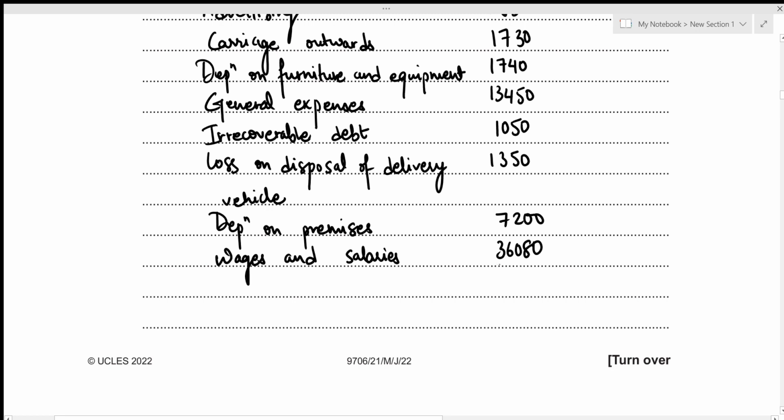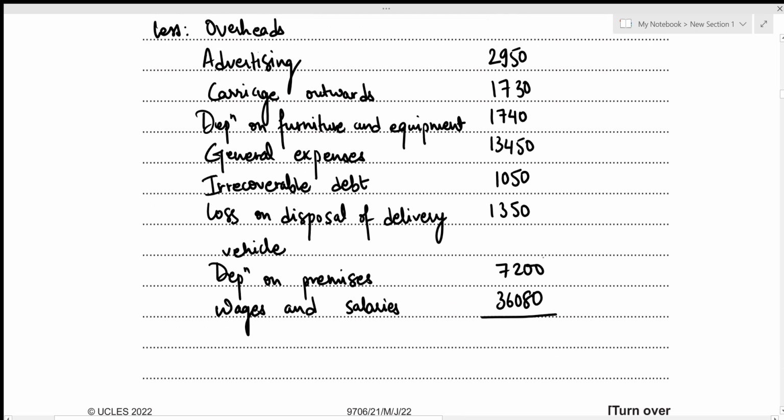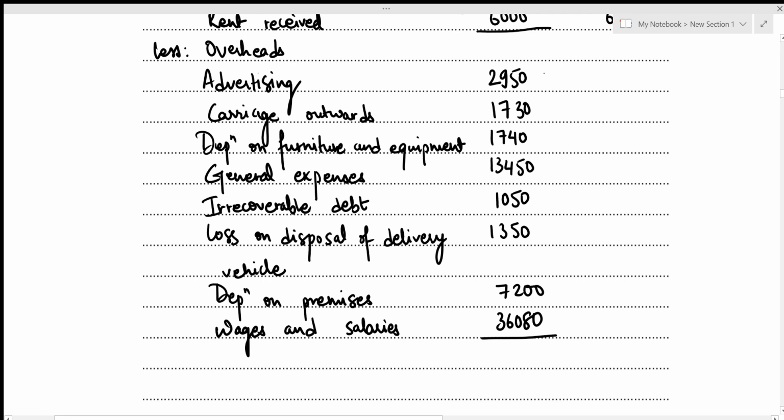And this concludes all of our overheads. So let's figure out the total. That is just going to be the sum of these 8 values. So that's 2,950 plus 1,730 plus 1,740 plus 13,450 plus 1,050 plus 1,350 plus 7,200 plus 36,080, which results in the total overheads to have the value of 65,550. And since our overheads need to be subtracted, I'm just going to put it in a bracket. Now we can easily figure out the profit for the year.